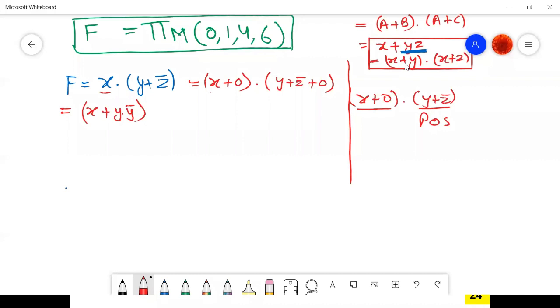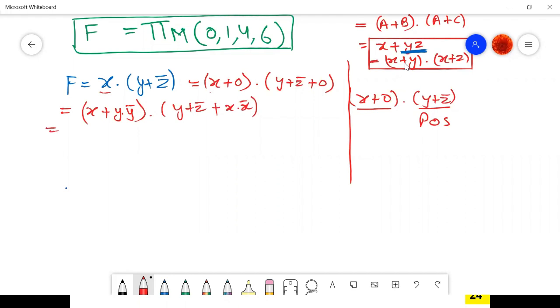Keep in mind, girls, we have to bring one literal at a time. If you want to bring x and y at the same time, you cannot. So you have to go step by step. And the next one is y plus z complement. What should I write in place of 0 here? X dot x complement. Absolutely right.